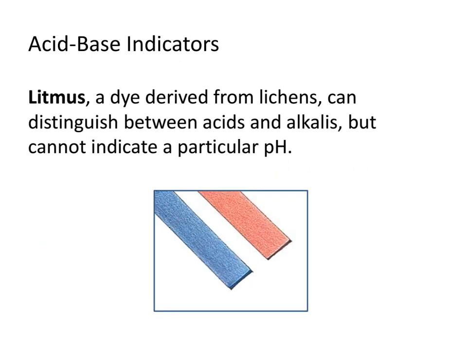So going back to your probably first indicator you've ever heard of, the litmus paper, it is actually a dye that comes from a plant, a lichen plant. And so that's going to be able to turn red or blue so you can tell acid or base, but it doesn't tell you the specific of the pH.